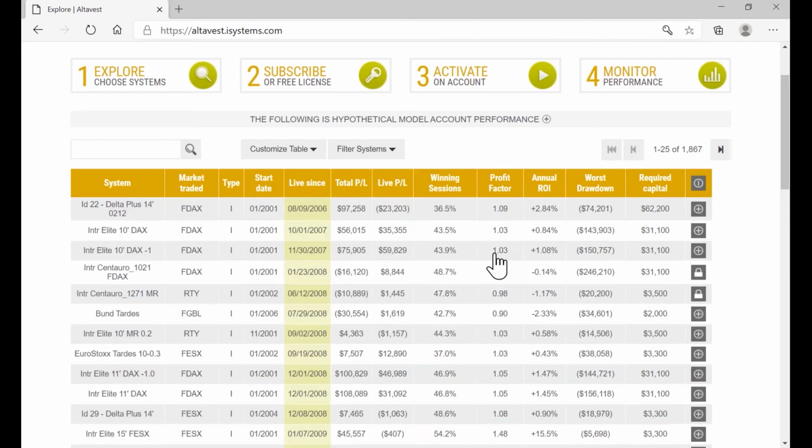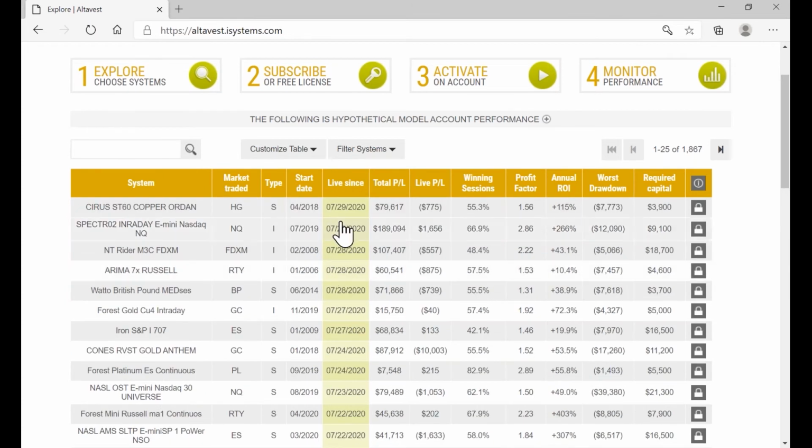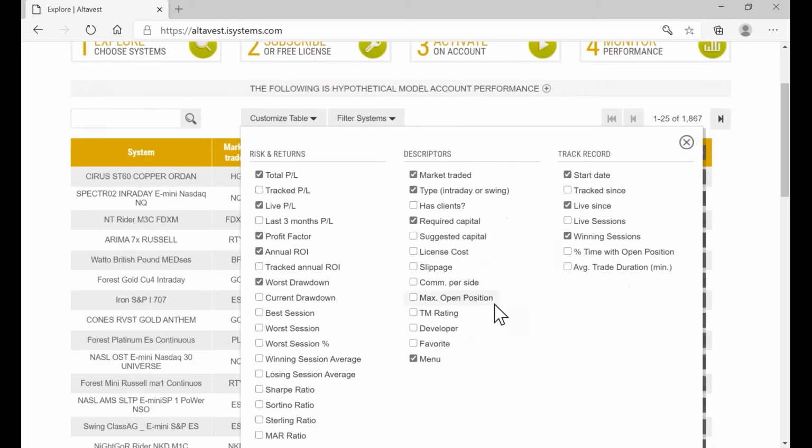You could go trading since 2006, so on and so forth. So you can have a lot of fun by just customizing that table, but let's just go ahead back to default.